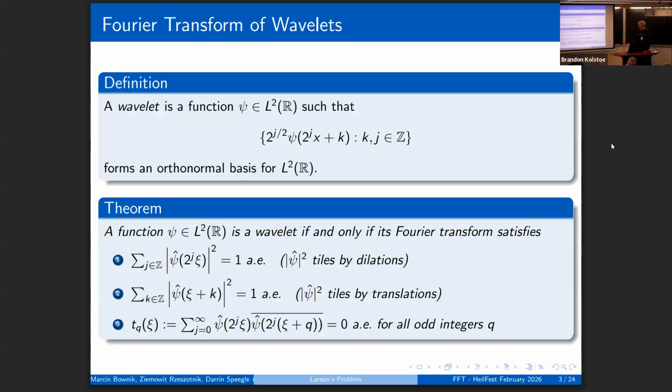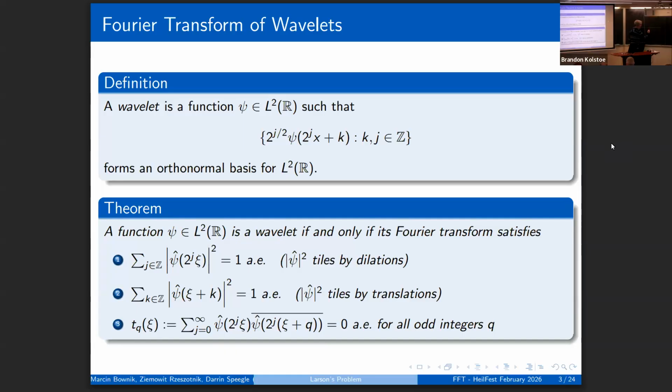So a wavelet is a function such that dilates and translates form an orthonormal basis for L2, right? We'll be thinking in terms of the characterization via the Fourier transform, right? So this is the characterization that the modulus squared of the Fourier transform tiles by dilations, and it tiles by translations, and it has this additional TQ property that's a little bit odd. If this is the first time you've seen it, this probably seems a little like an odd condition. So let me draw a picture to kind of explain this.